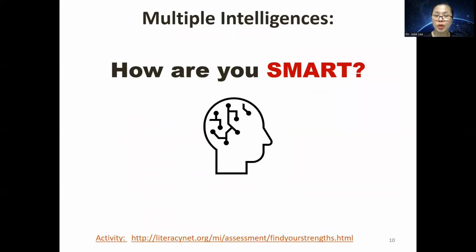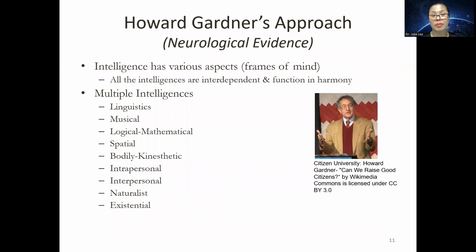Another aspect in addressing learner diversity and understanding diversity on campus is to actually understand this theory called multiple intelligences. And this very important question that you can see here is, how are you smart? Usually, I'll try to get my students to do this particular assessment. It can be any assessment on multiple intelligence that you can find online. You can do it yourself first to understand your own multiple intelligences, and then you get your students to do it so that you can understand how different we are from our students.